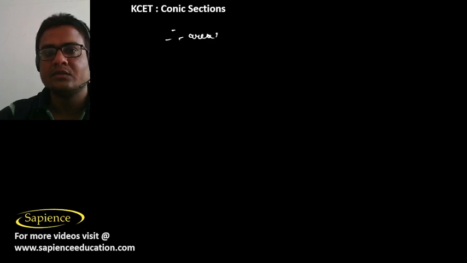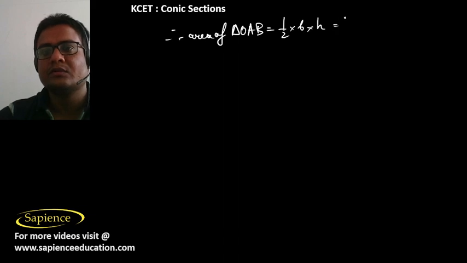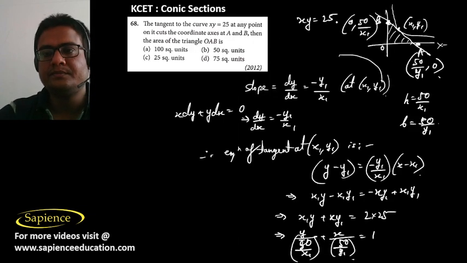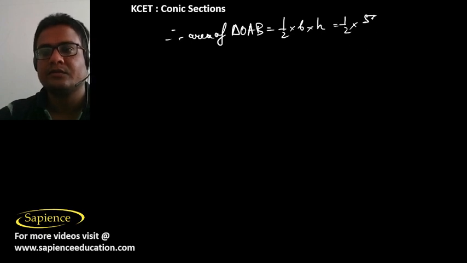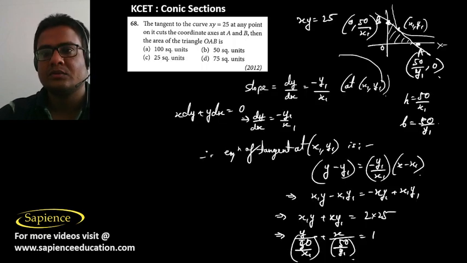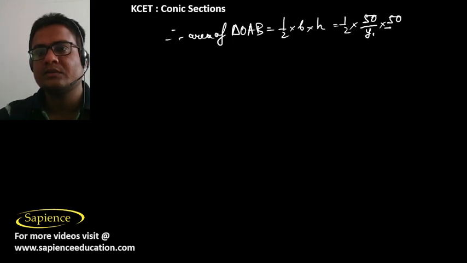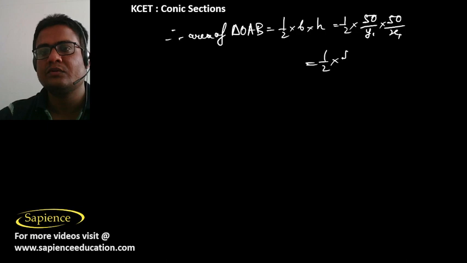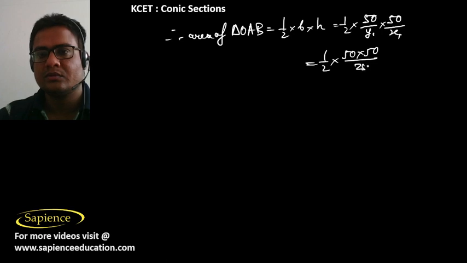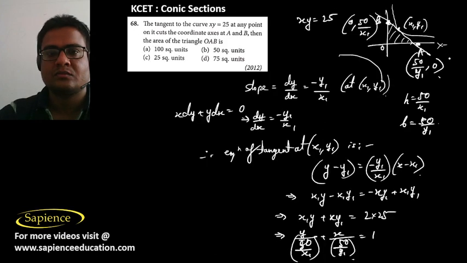So therefore the area of the triangle OAB is equal to half into base into height, which is half into 50 by y1 into 50 by x1. So that will be half into 50 into 50 by x1y1, where x1y1 is 25. So this is 50 square units. So option B is the correct answer.